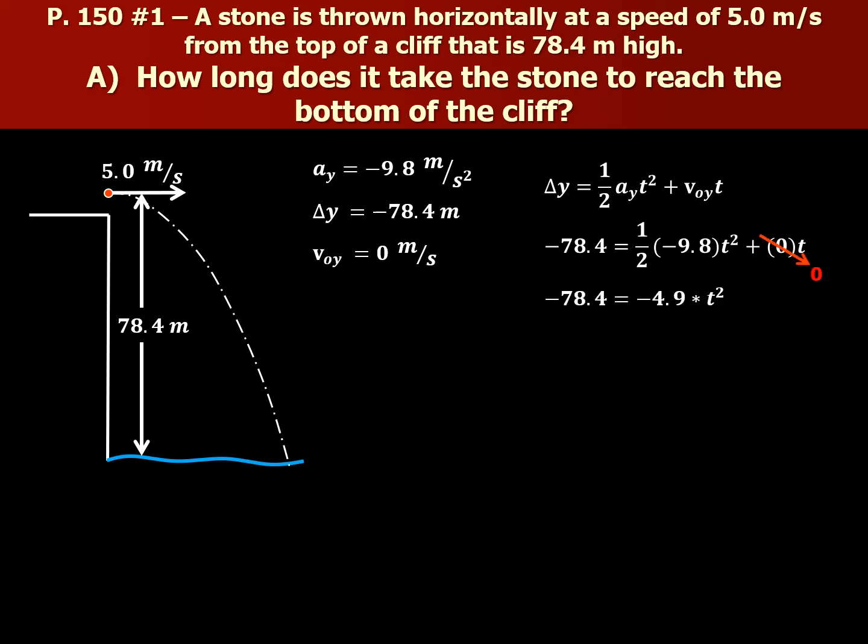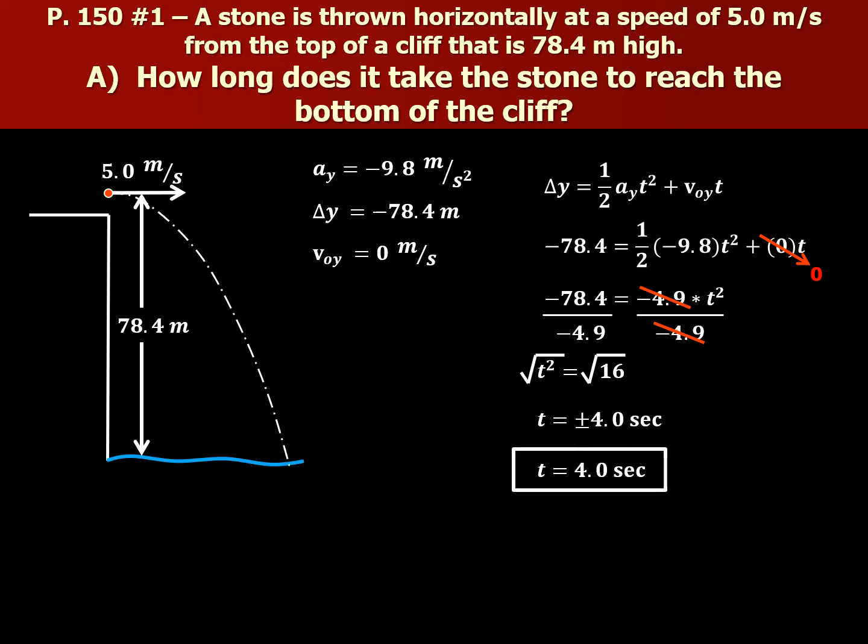That part's going to cancel out, and we're left with this equation. We're going to divide both sides by negative 4.9. That gives us time squared equals 16. Square root both sides, and we get a positive and a negative answer, but we know the correct answer should be positive. It only makes sense that we have positive time in the future. So it's going to be 4.0 seconds.